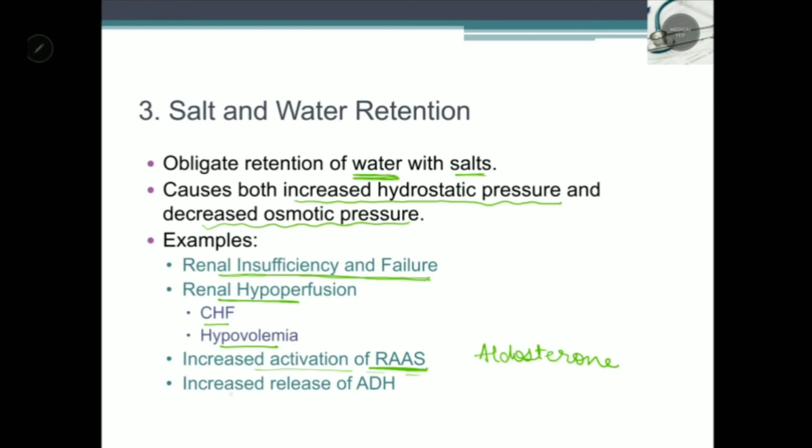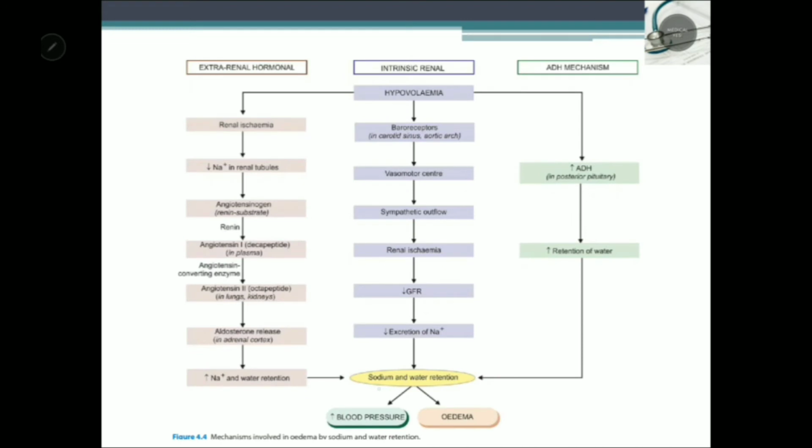It is also seen in increased release of ADH. So somehow if the release of ADH is increased, ADH is anti-diuretic hormone, so it helps in retention of water in the body. So it can also lead to edema. So this is a picture from Harsh Mohan, and it will help us to understand how different conditions in our body lead to sodium and water retention.